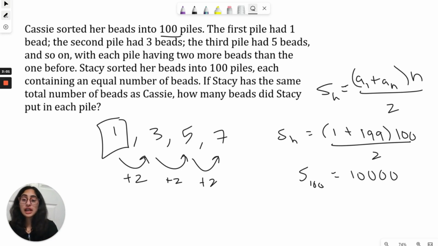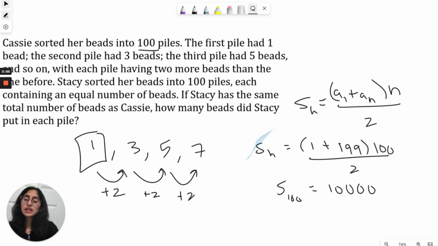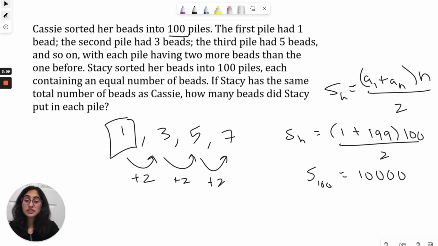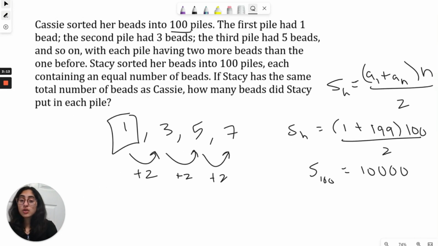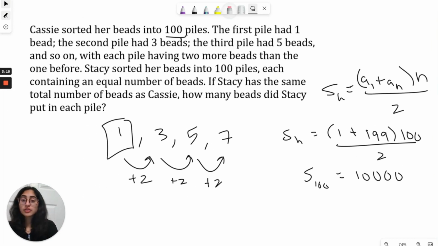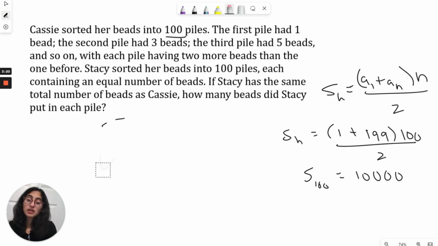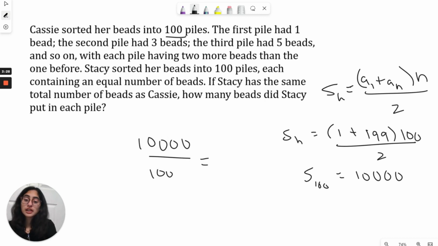So clearly Cassie and Stacy really like beads. But in any case, Stacy has the same total number of beads as Cassie. So Stacy also has 10,000 beads, except Stacy, we know, has 100 piles, each with an equal number of beads. So to find the number of beads Stacy put in each pile, all we have to do is simply take the total number of beads she has, 10,000, and divide it by 100 to get that Stacy has 100 beads in each pile.